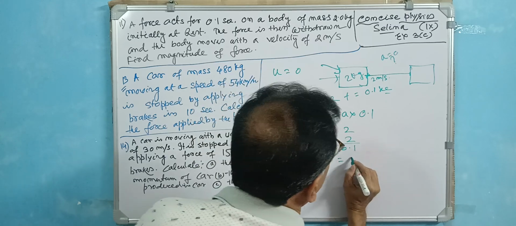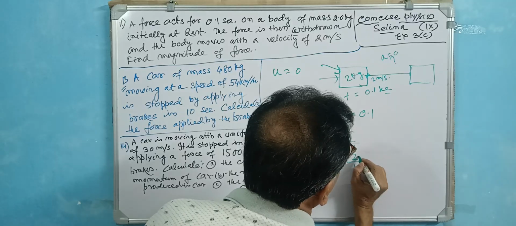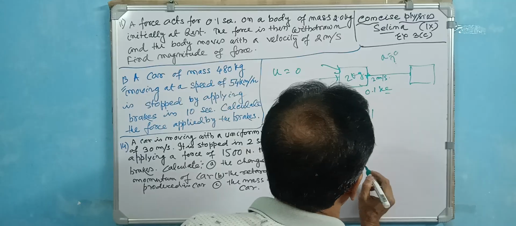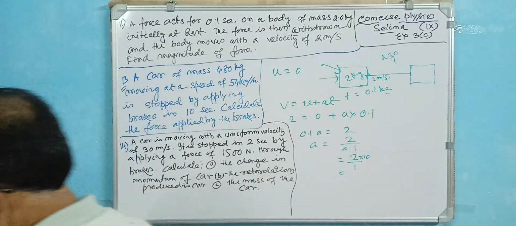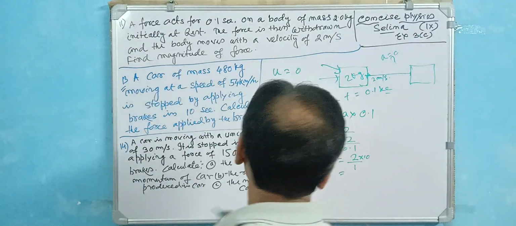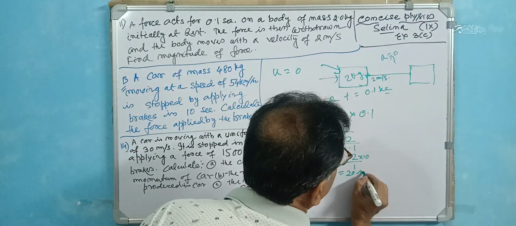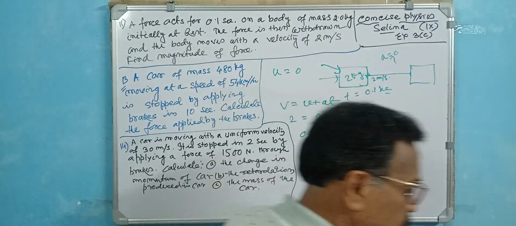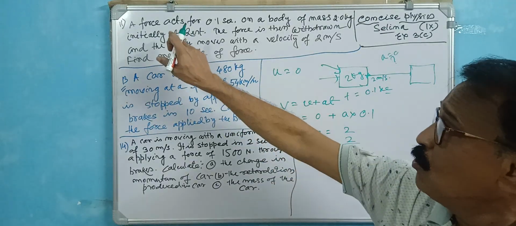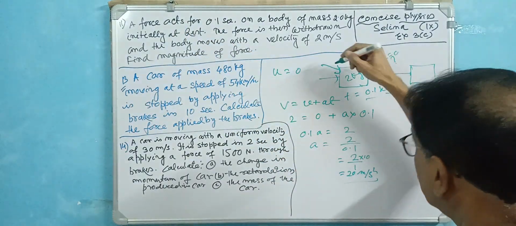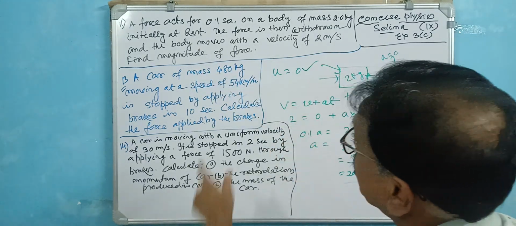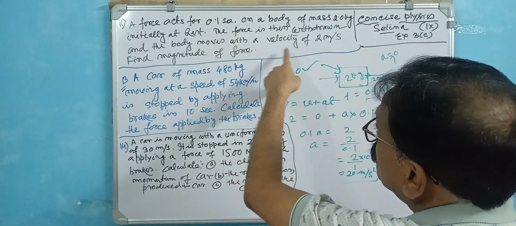0.1 means 1 by 10, so 2 into 10, that means 20. That means 20 meter per second square is the acceleration developed. Is it clear to you? Just I repeat. A force acts for 0.1 second on this body of 2 kg mass, initially at rest, and it moves with a velocity of 2 meter per second.